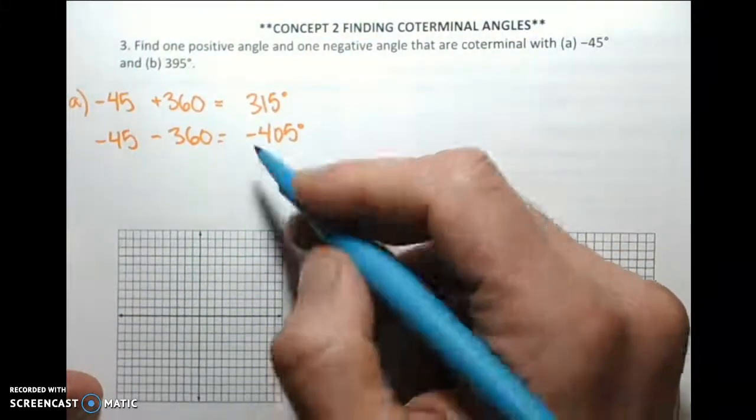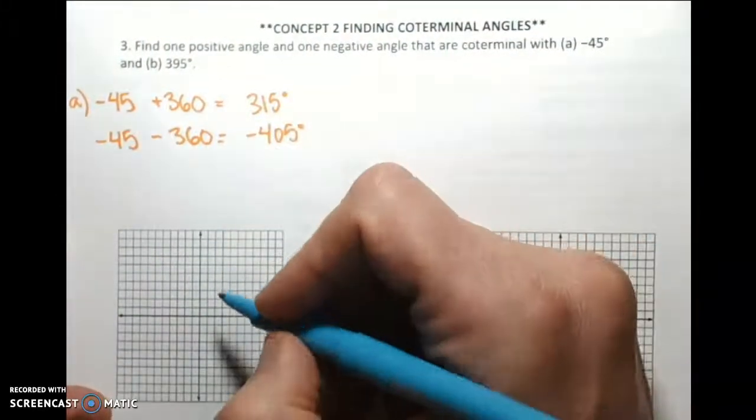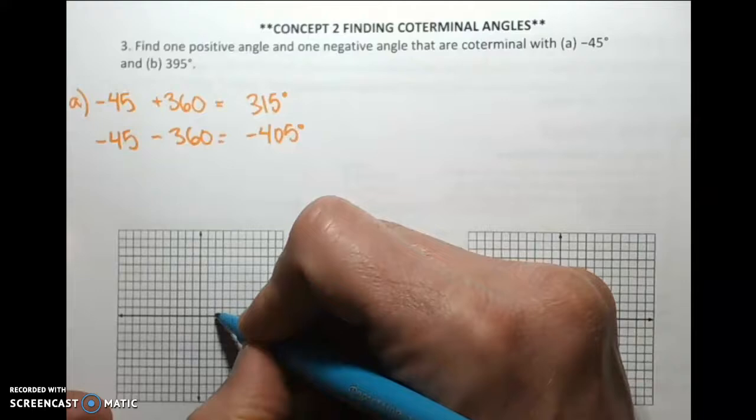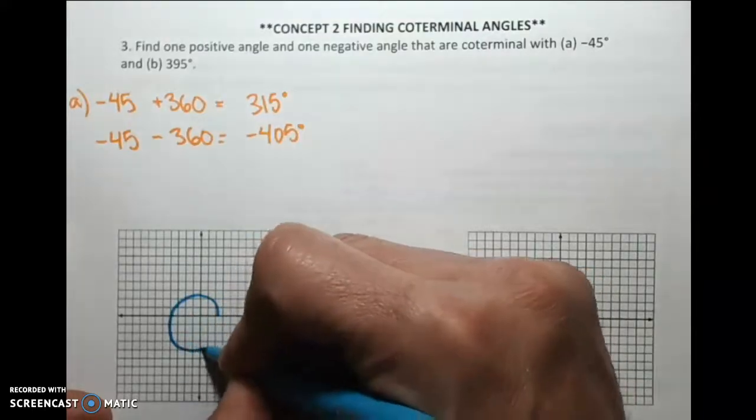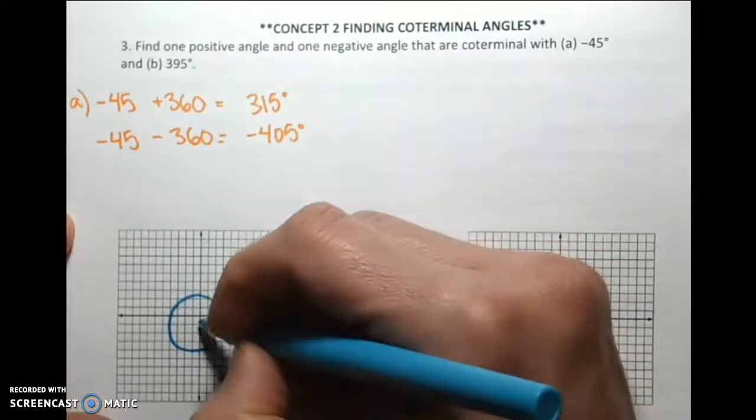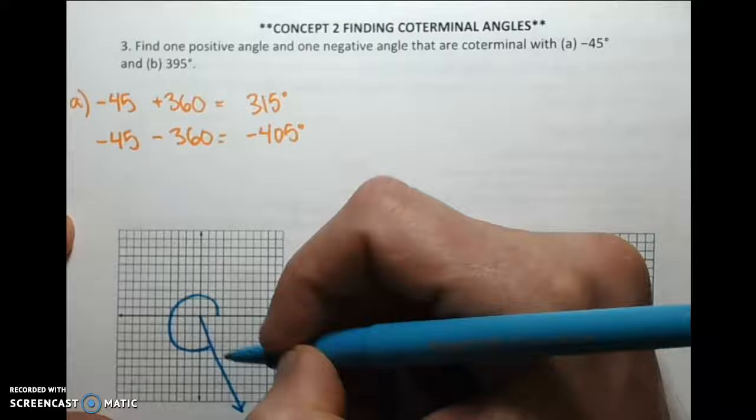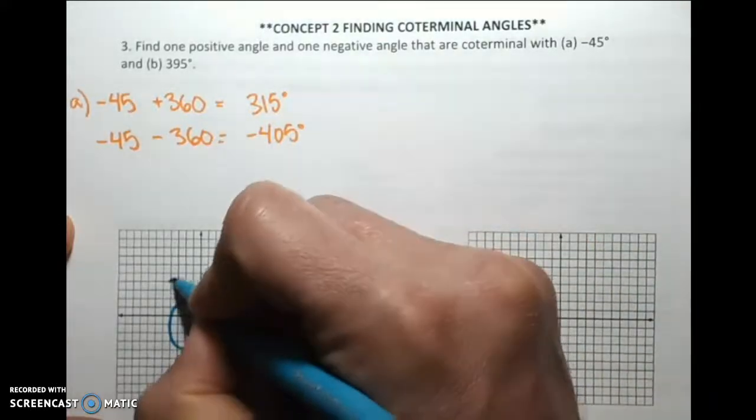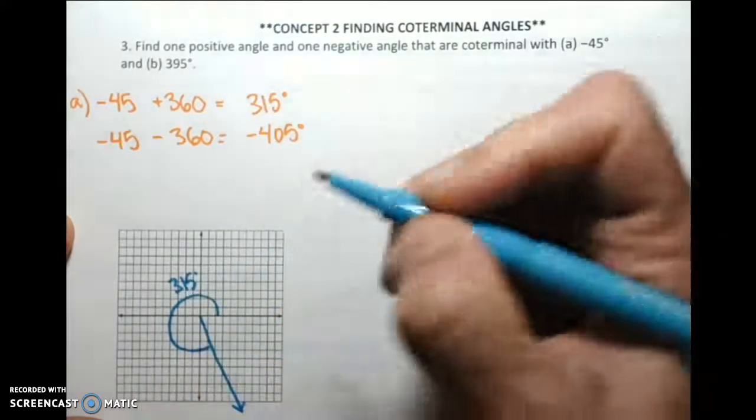360 minus 45 is 315. So I'm going to start here, go all the way around, and that's about right there. And there's my 315 degrees.